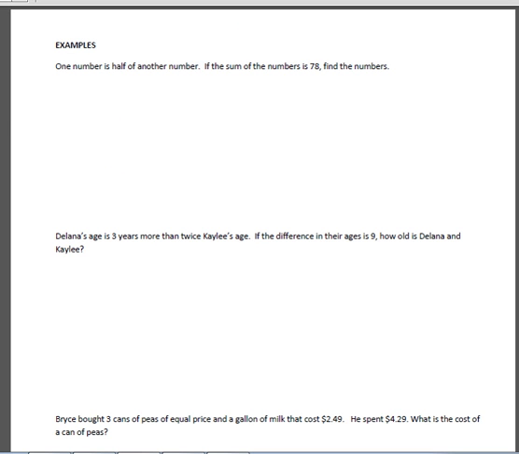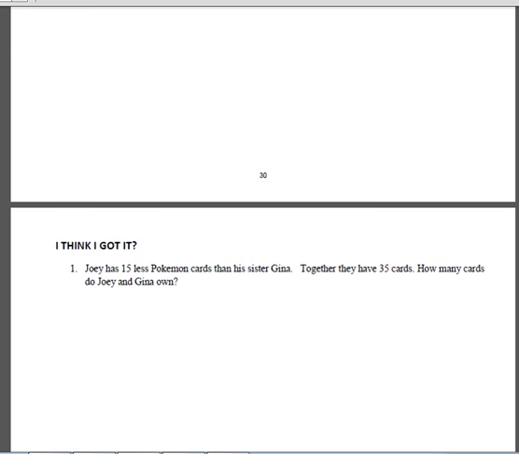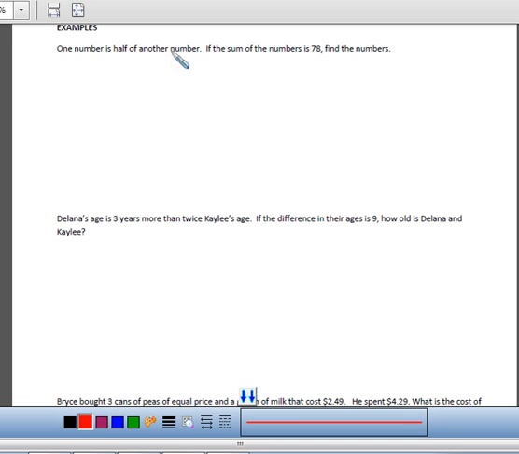Okay, so next page, page 30, first example. One number is half of another number. If the sum of the numbers is 78, find the numbers. So we've got one number and another number that's half of it. We're going to find the sum, which is addition, and 78 means equals 78. So our task is to find the numbers. Now that's not a question, so we're not going to answer that with a complete sentence.